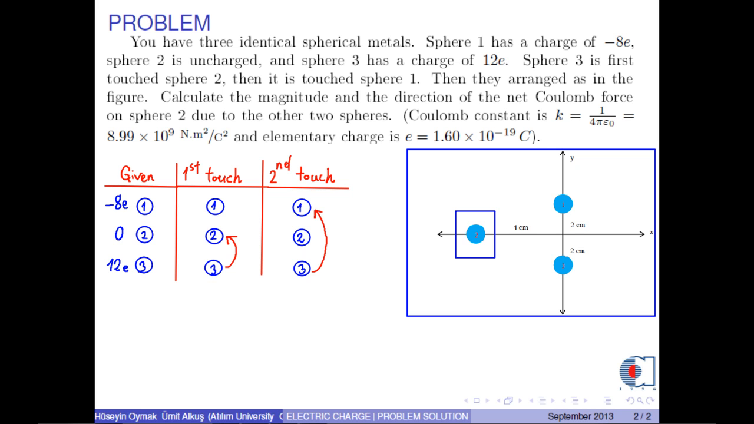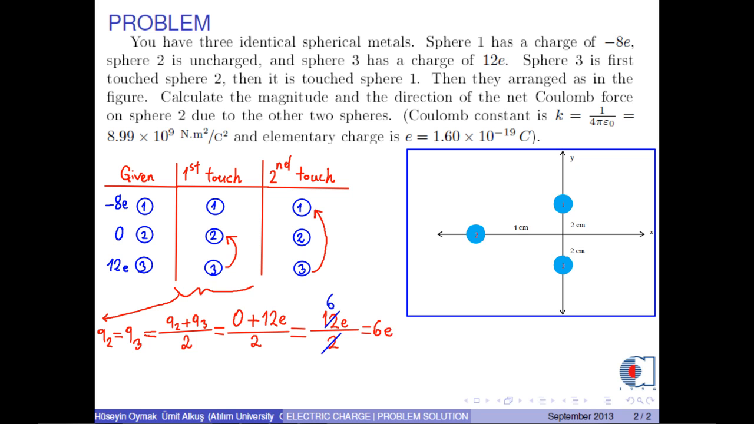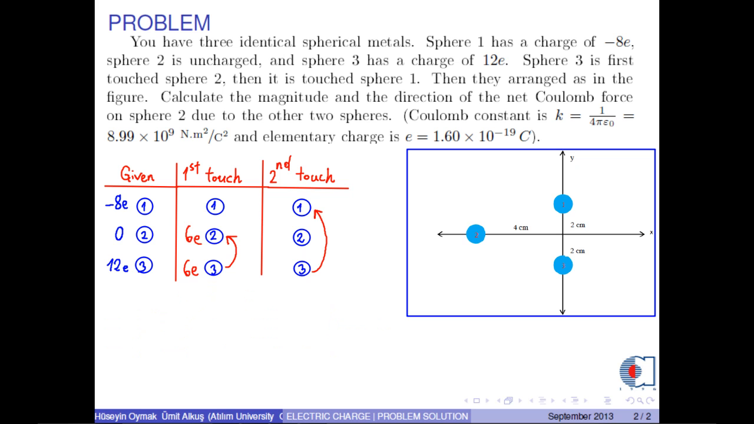After the first touch, the total charge of spheres 2 and 3 is shared equally between each sphere. Namely, they would be equal to Q2 plus Q3 over 2. Q2 is 0, Q3 is 12e, then the result is 6e. Therefore, we can write 6e for sphere 2 and sphere 3, but the charge of sphere 1 does not change.